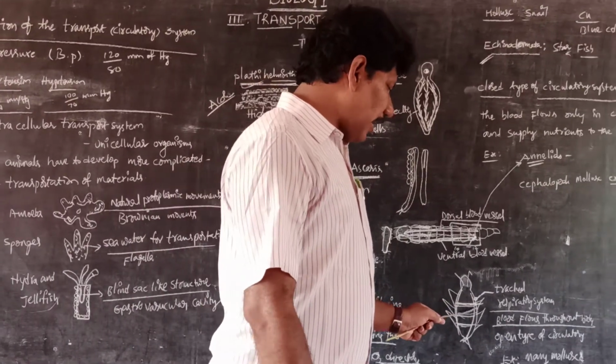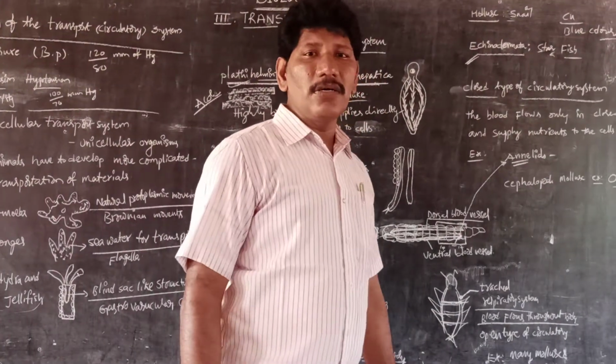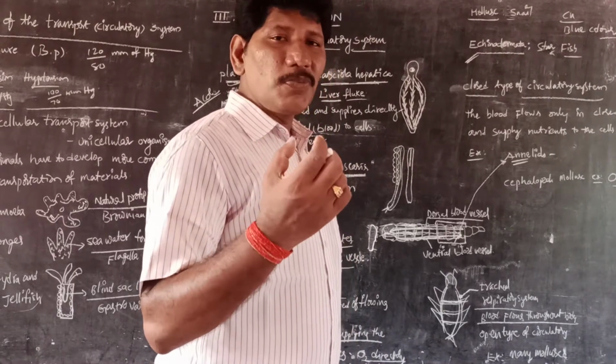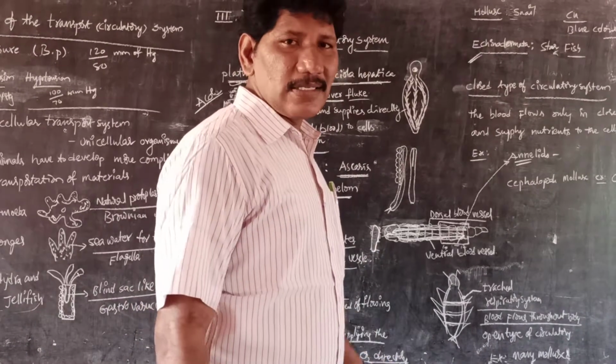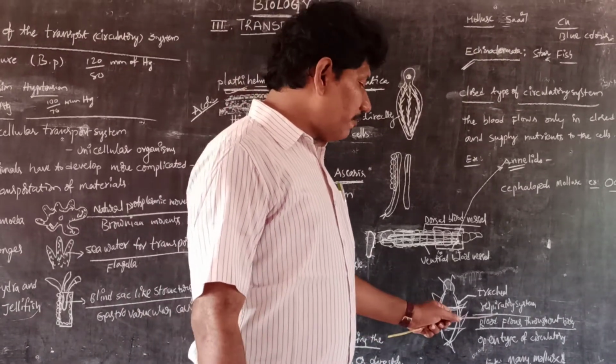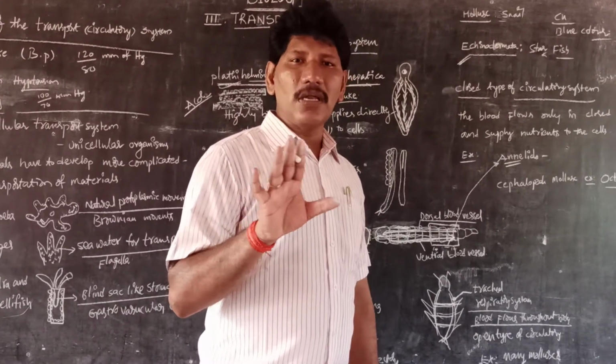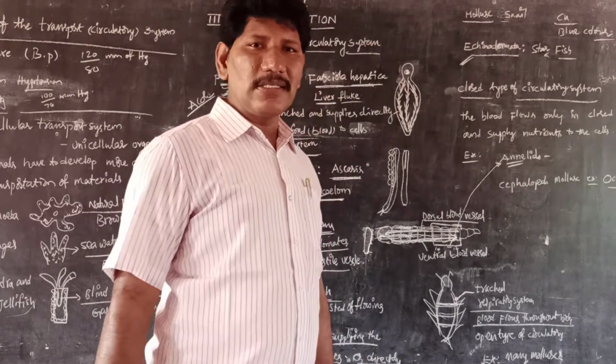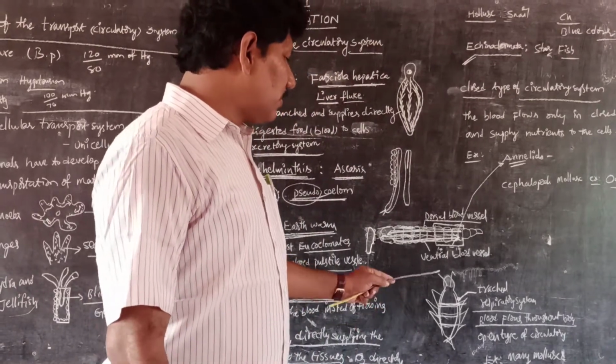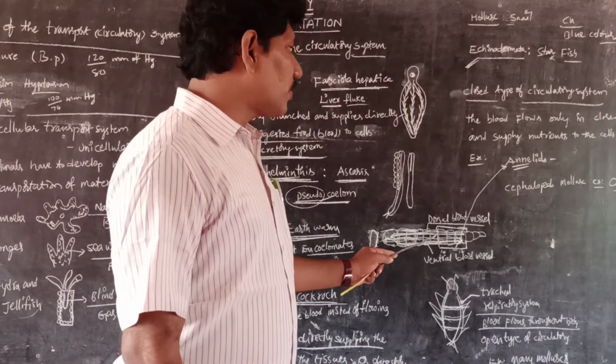This is called tracheal respiration, which we already studied in the respiration chapter, present in insects. Because of the lack of hemoglobin, the blood is white in color in cockroaches and grasshoppers. So this is the open and this is the closed circulatory system.